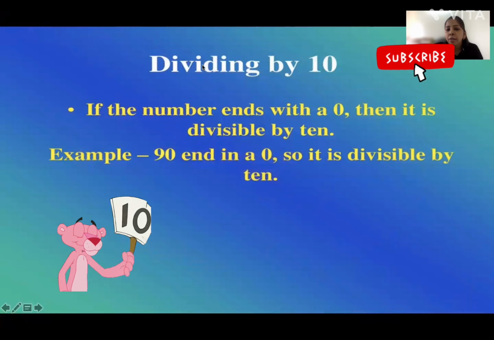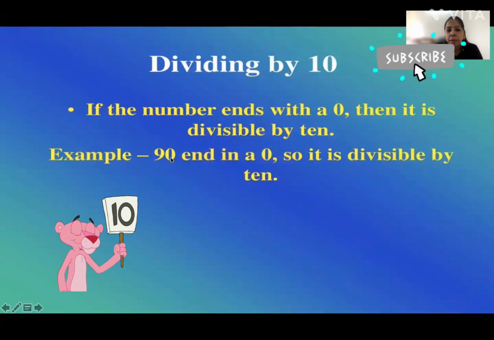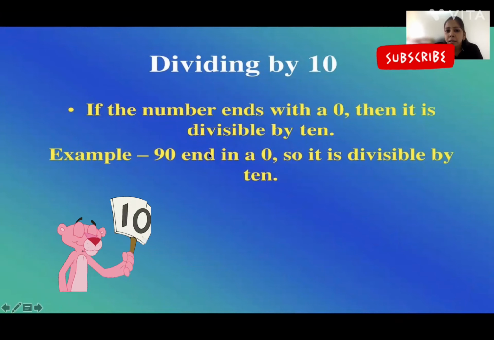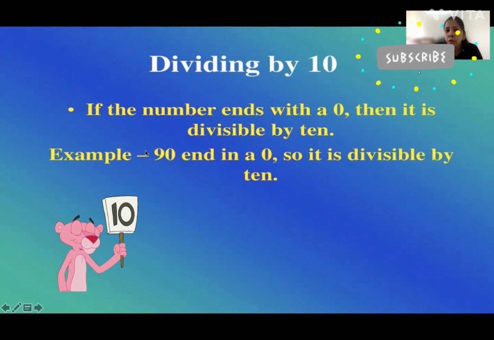Next one is divisibility rule of 10. If the number ends with 0, then it is divisible by 10. For example, 90 ends in a 0. Okay, last digit is 0, so it is divisible by 10. So the whole number 90 is divisible by 10.